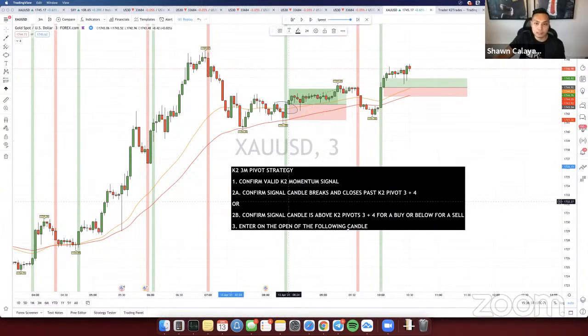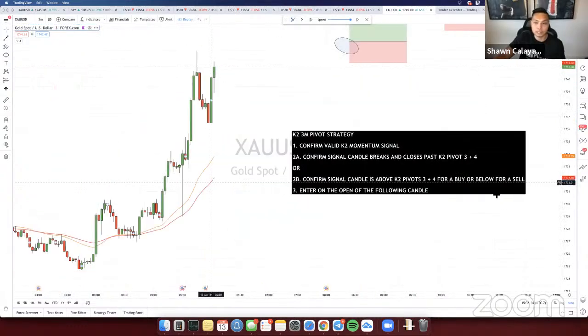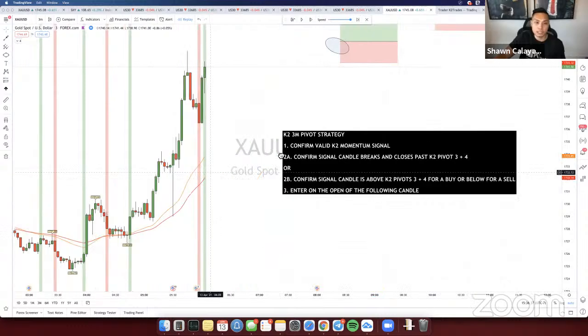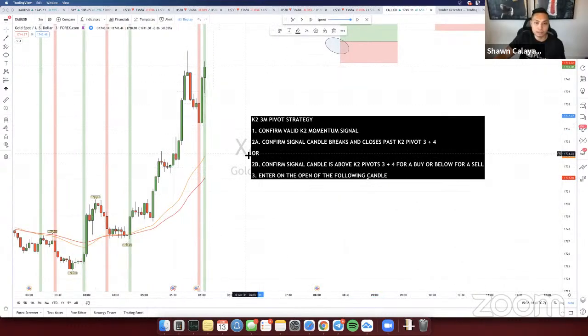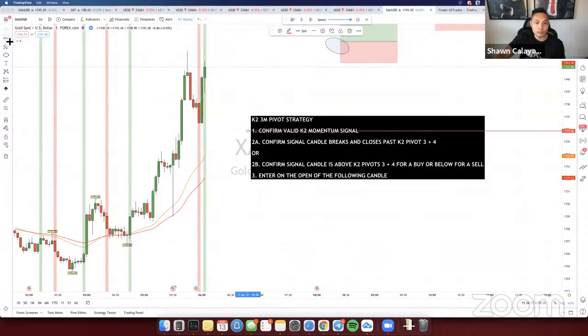So this is going to be for 2A. And then if we go back over here, this is going to be an example for 2B. So right here, we have a valid buy signal. And then, well, 2A is not going to apply because the pivots are down here. But for 2B, you want to confirm that the signal candle is above the pivots for a buy or below for a sell. So for example, right here, we have a buy signal and it's above the pivots. So that would qualify for requirement 1 and then 2B.